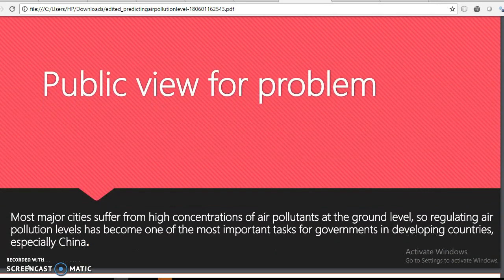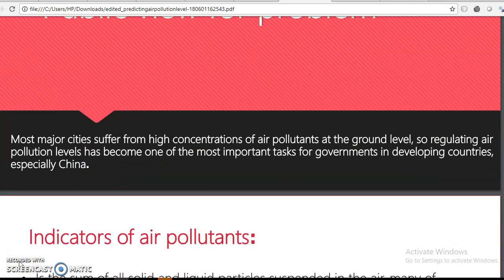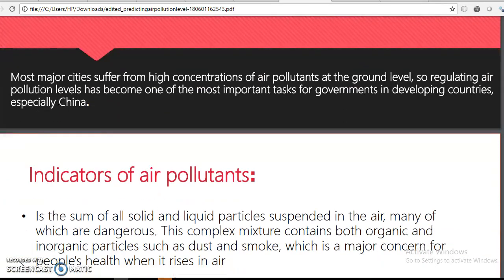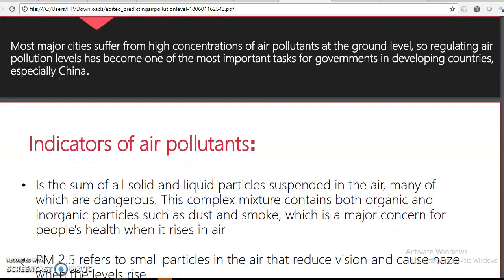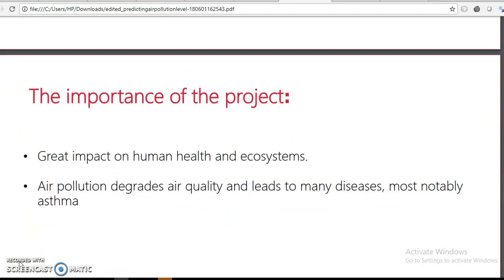Most of the cities suffer from high concentration of air pollutants at the ground level. So regulating air pollution levels has become one of the most important tasks for the government in developing countries, especially China. Now proceed with the indicator of the air pollutants. It is the sum of all the solid and liquid particles suspended in the air, many of which are dangerous. This complex mixture contains both organic and inorganic particles such as dust and smoke, which is a very major concern for people's health when it rises in the air.